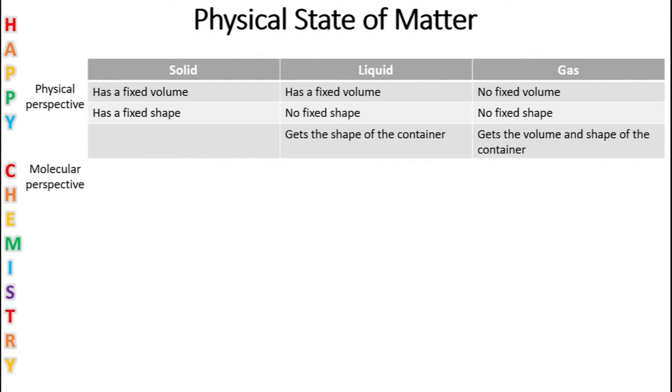Solids have a fixed volume and a fixed shape. Liquids have a fixed volume but do not have a fixed shape. Liquids get the shape of the container. Gases do not have a fixed volume or a fixed shape. Gases get the volume and the shape of the container.